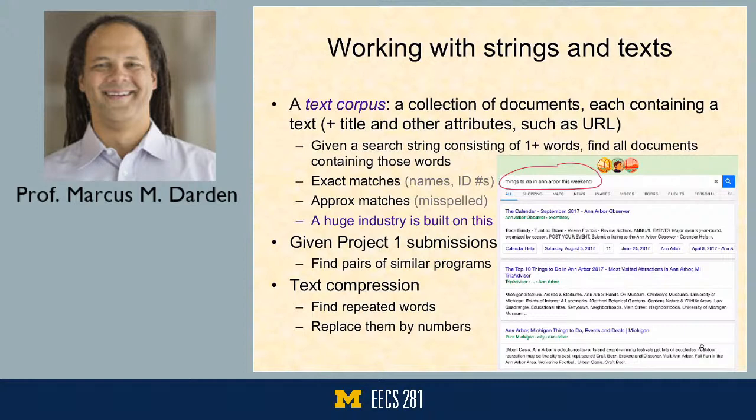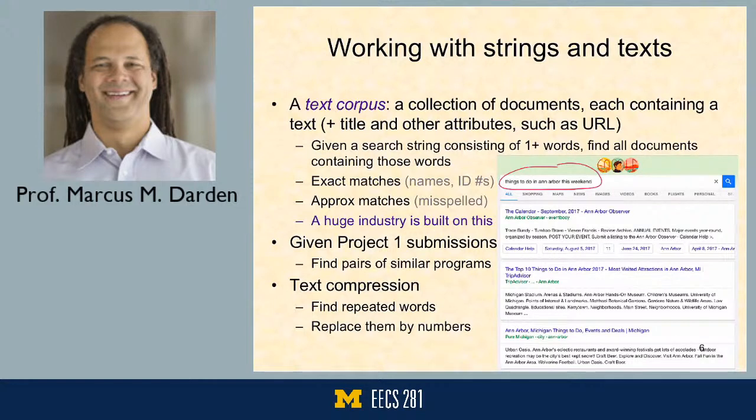So another thing that you could look at, our Project 1 submissions. How do we find pairs of similar programs? There's cheat checking that goes on. That gets sent through software that does matching of portions of texts in multiple documents across these corpuses. If you think of every submission as a corpus, it's a collection of documents, and then we're trying to compare corpuses.